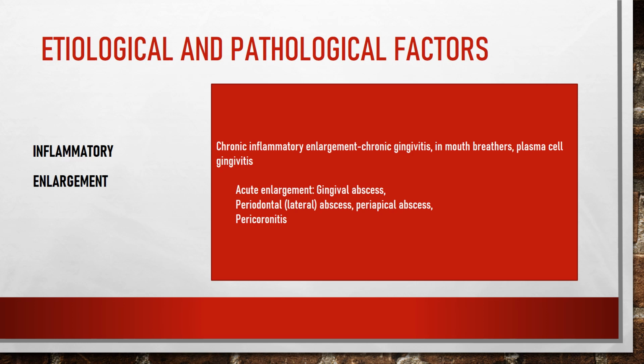The first and most important one is the inflammatory gingival enlargement. As we all know, the main etiological factor behind this is inflammation. It can be chronic or acute. Under chronic inflammatory enlargement, you can see chronic gingivitis, gingivitis in mouth breathers, or plasma cell gingivitis. Whereas acute gingival enlargement can be seen in gingival abscess, periodontal abscess, lateral abscess, periapical abscess or pericoronitis.